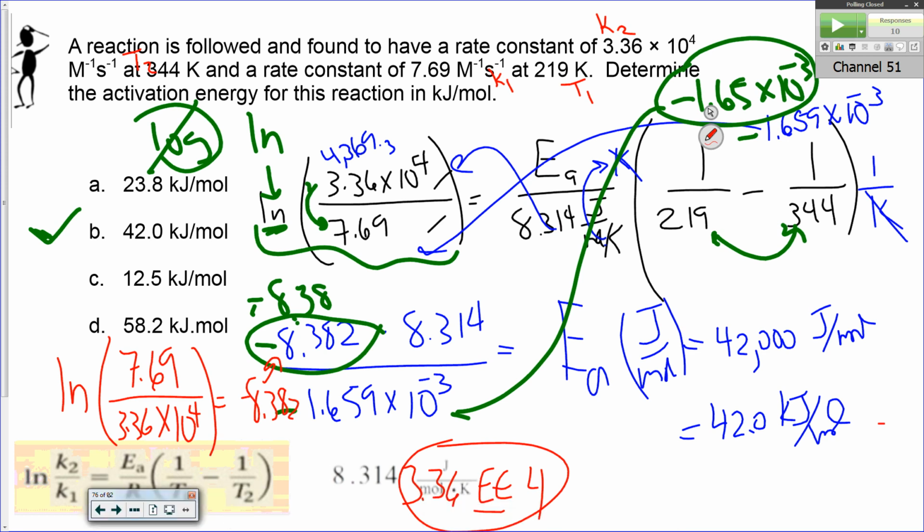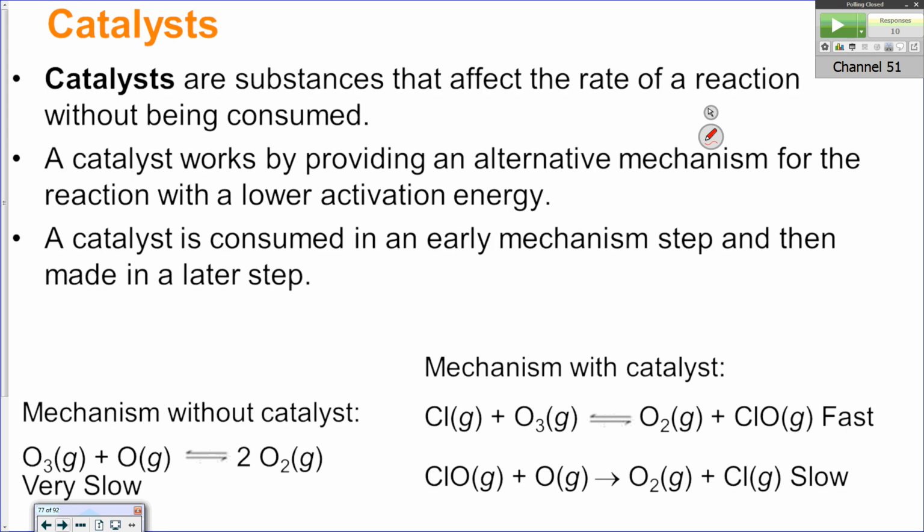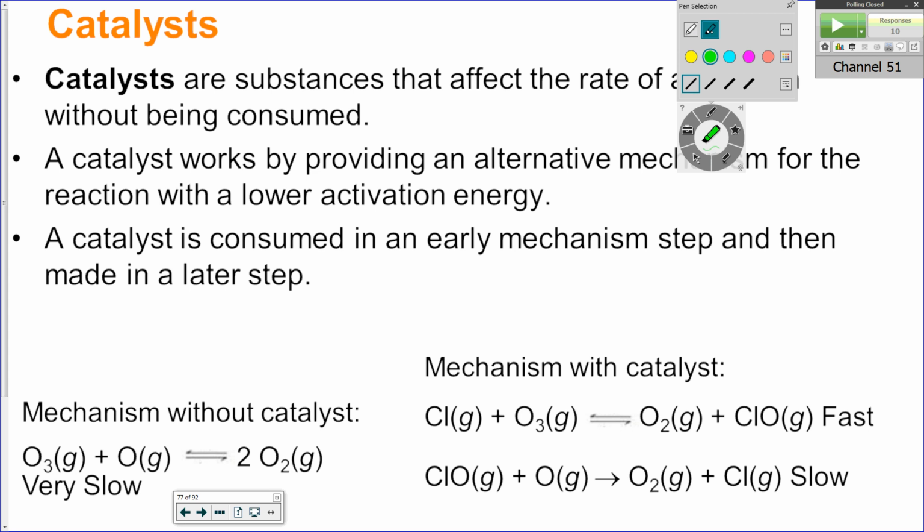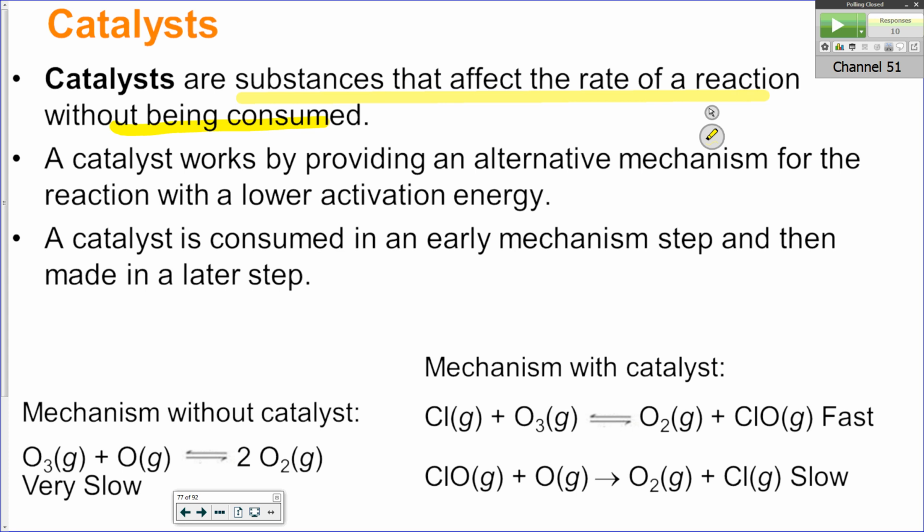All right. We got a few minutes, so let's keep rolling. The last topic in the chapter we're going to look at is catalysts. What catalysts do is they affect the reaction and influence the rates, and they're not consumed. They give an alternative mechanism for the reaction to occur, with a lower activation energy when the catalyst is involved. A catalyst is involved in one of the early mechanism steps, and then it is made available in the later step where it's released.